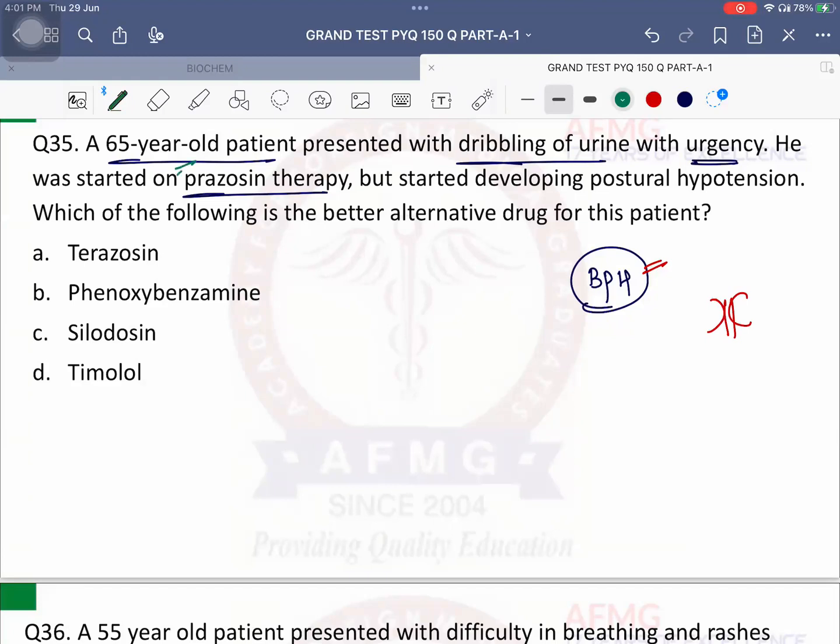He was started on prazosin therapy, but he started developing postural hypotension. What is postural hypotension? Whenever he stands from supine position, suddenly his BP falls. Due to this sudden hypotension, he experiences dizziness. Which of the following is the better alternative drug for this patient?